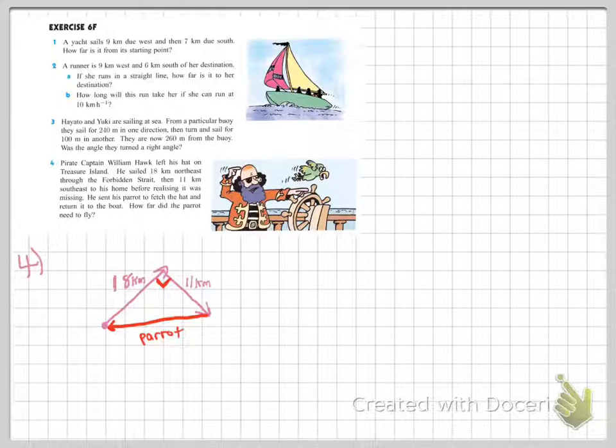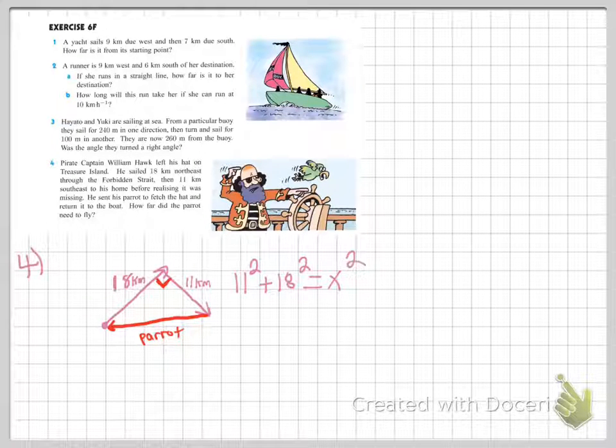The idea here is always draw a picture so you can understand what's going on. Now, once you know the picture, it's not that hard. It's just an exercise in algebra. Just use the Pythagorean theorem. So let's do it. We got 11 squared plus 18 squared equals x squared.